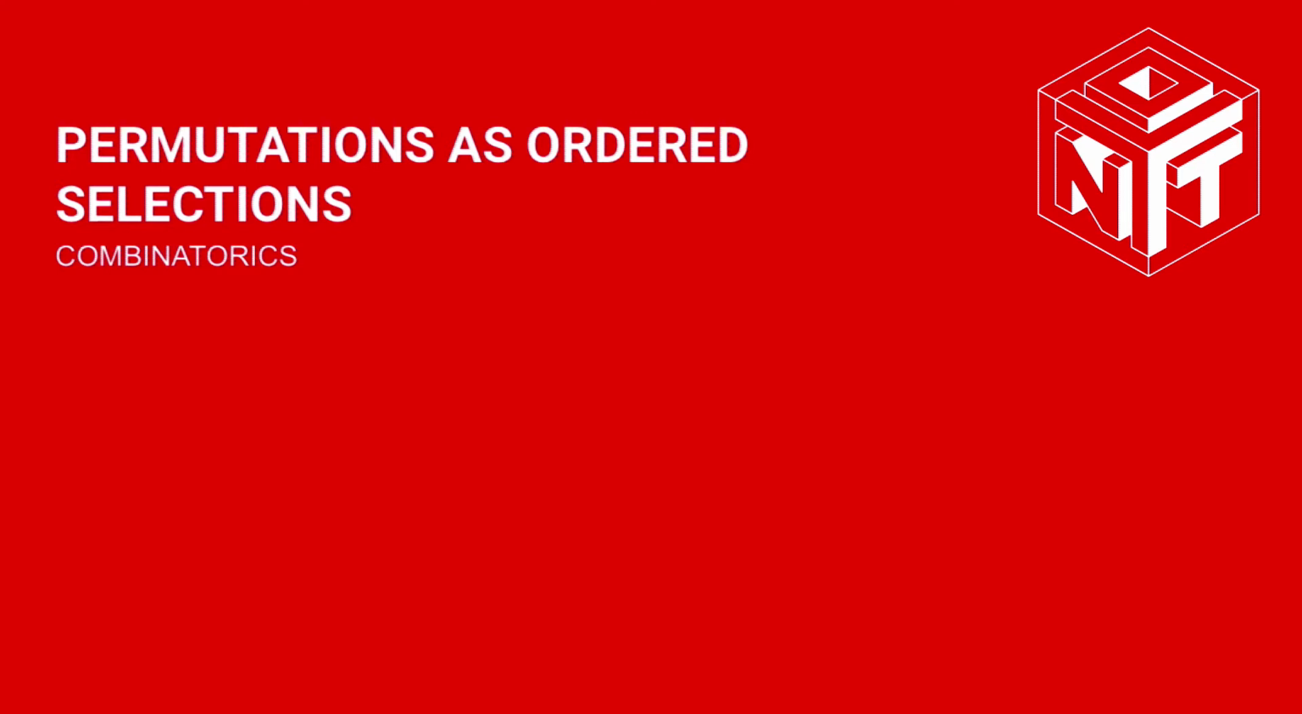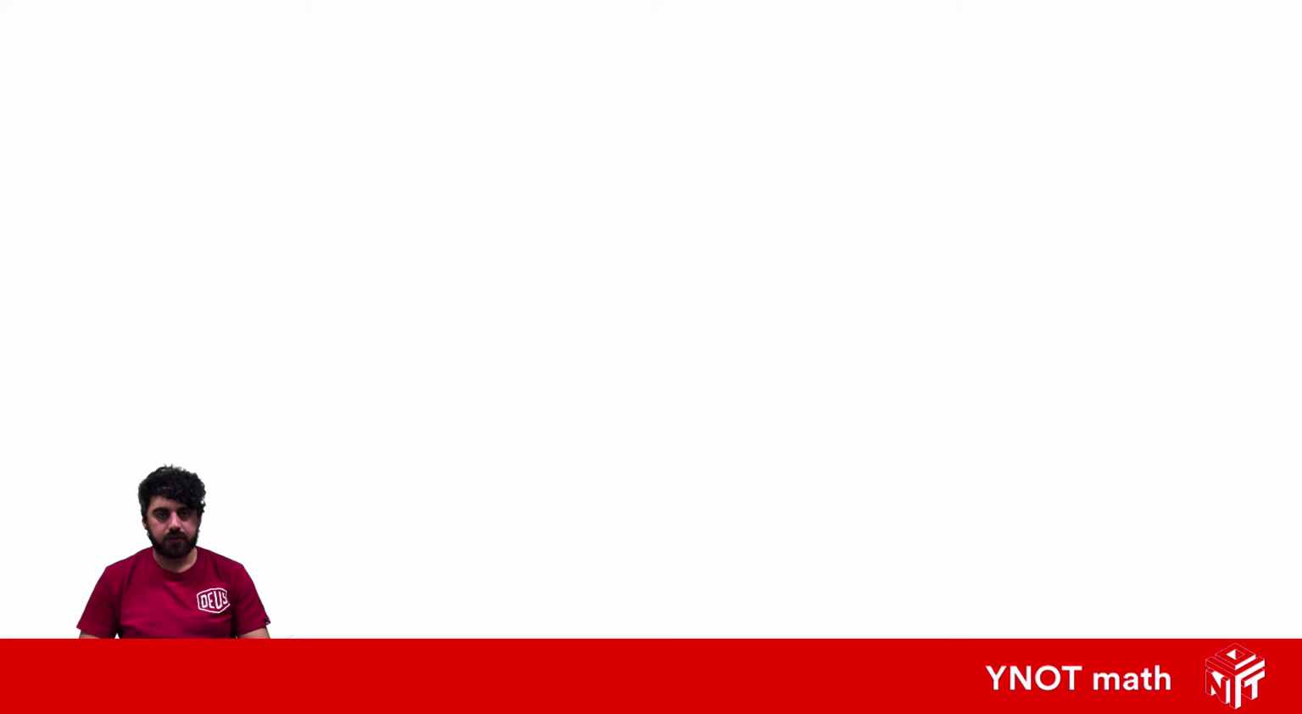Permutations as ordered selections. So here we're going to look at arrangements where the order's important. So if you were to put your 4-digit passcode into your phone, let's just say it was 1, 2, 3, 4. Would putting in the same passcode as 4, 3, 2, 1 work?